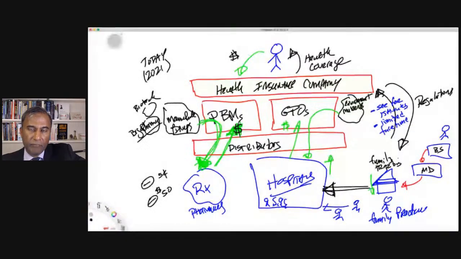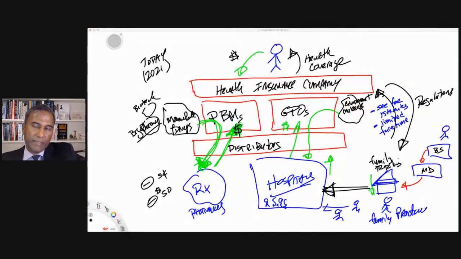So again, it's not that the pharma guys don't have their own incentives, but the PBMs, pharmacy benefit managers, and the distributors who they control. By the way, the PBMs own nothing. They don't own any assets. All they own is the relationships. They're like lobbyists. They're like wheelers and dealers. They own nothing. They just own contracts. Okay? That's what they own.